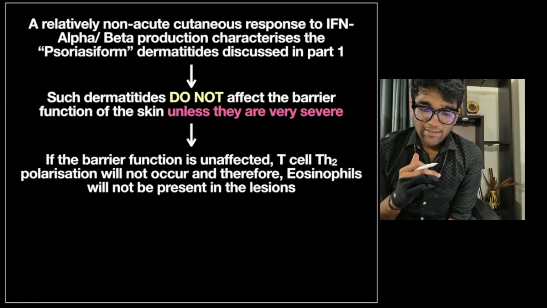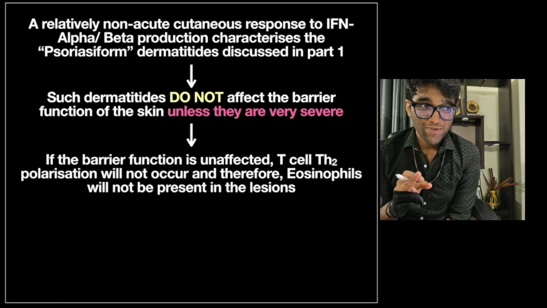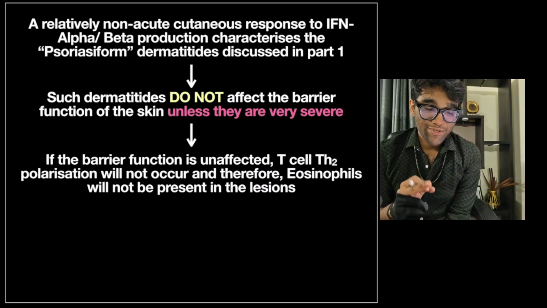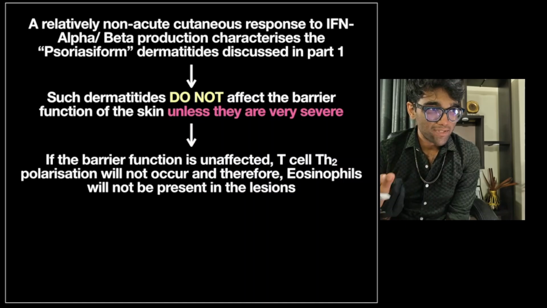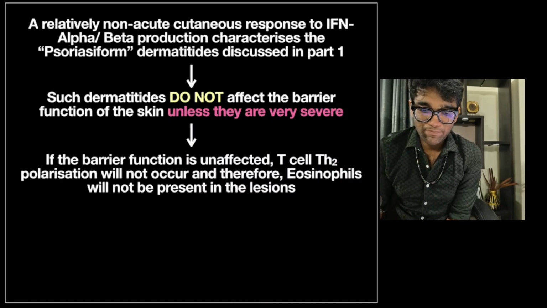Okay, and that obviously will not happen here, and therefore Th2 polarization will not occur. If Th2 polarization doesn't occur, your Th2 cells will not be there, so they will not be able to produce interleukin 5, therefore eosinophils will not come into the lesion.